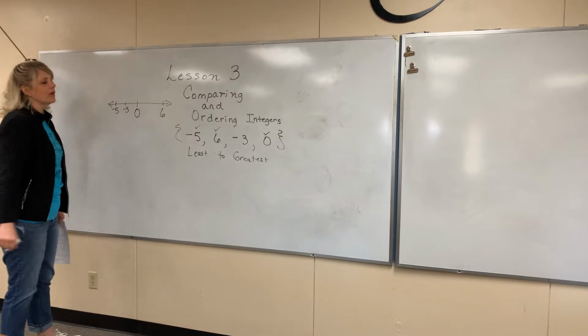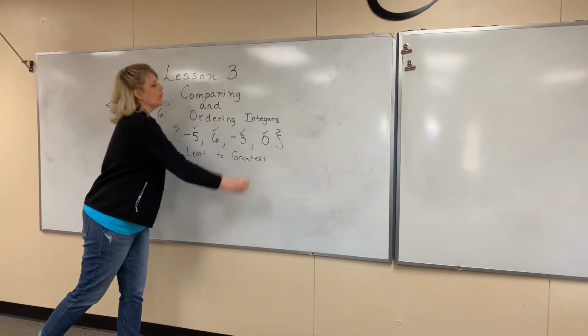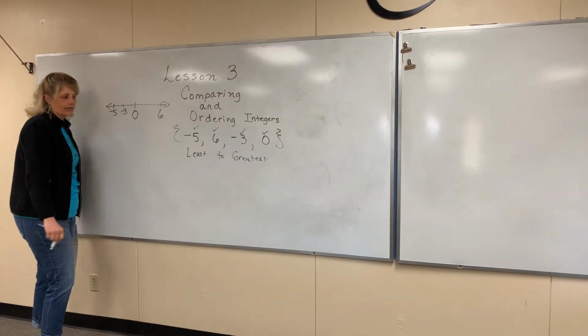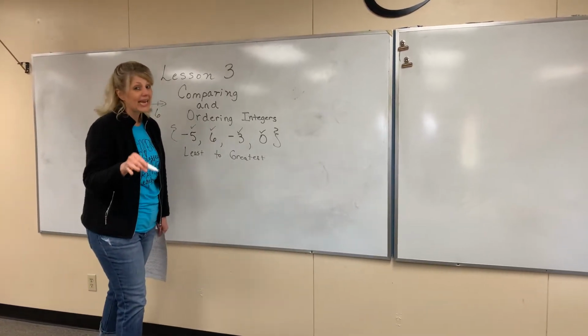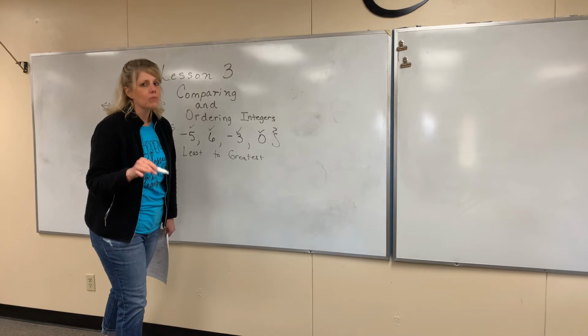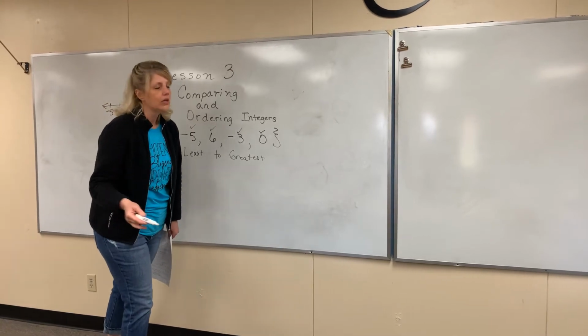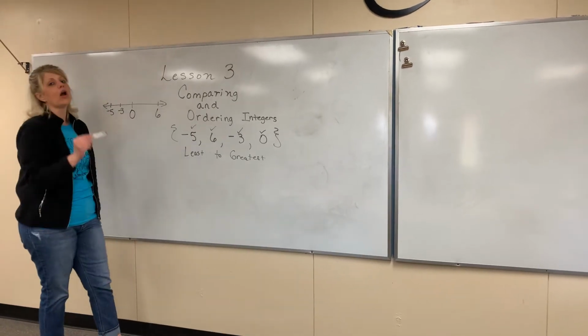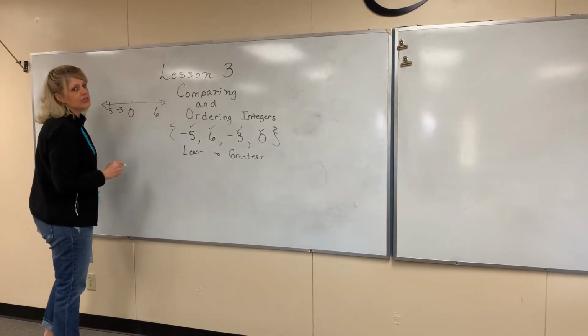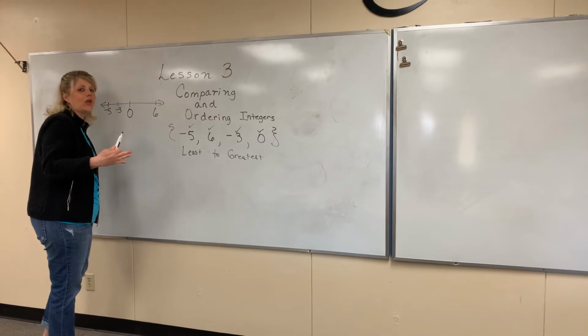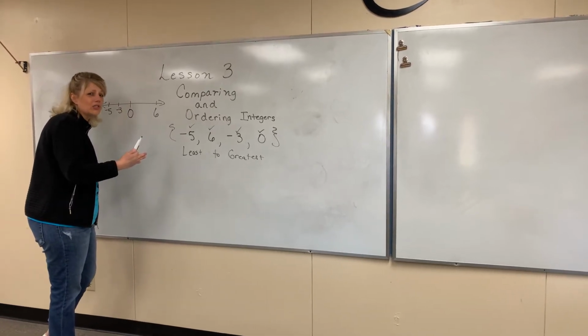All right, so if you look at this, and you want to put these numbers in order from least to greatest, well, first of all, let me explain something to you. If you're negative, you're always going to be smaller than the number that's positive. Your positive numbers are always going to be bigger than your negative numbers. But if you look at this number line, it's going to be very easy to tell and put them in order from least to greatest.